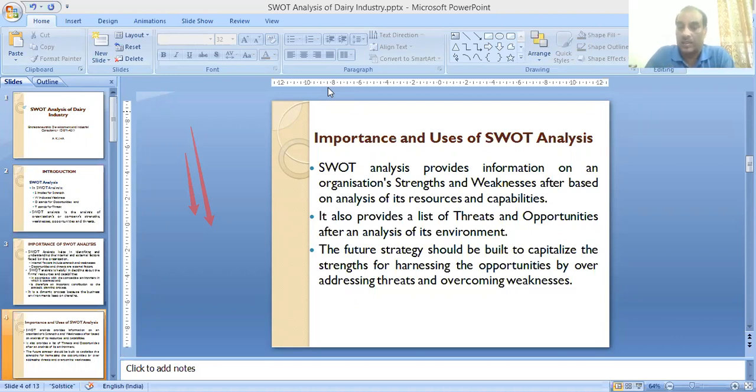So it is very important. Then the future strategy should be built to capitalize on the strengths for harnessing the opportunities by addressing threats and overcoming weaknesses. So this is the importance.